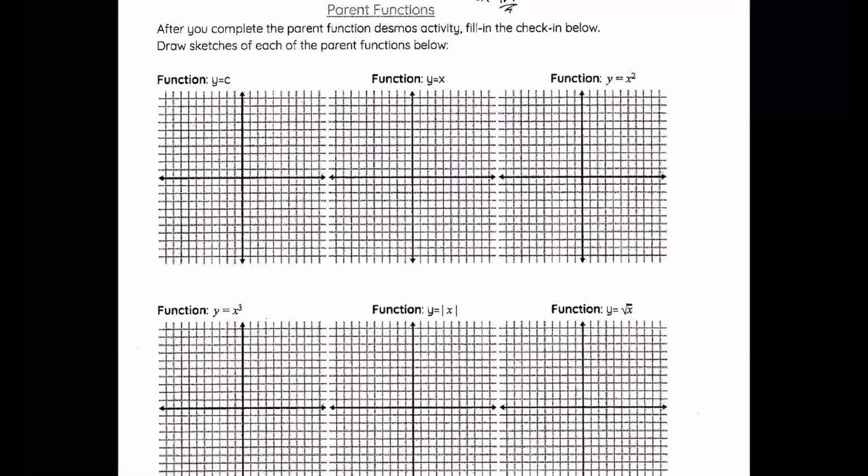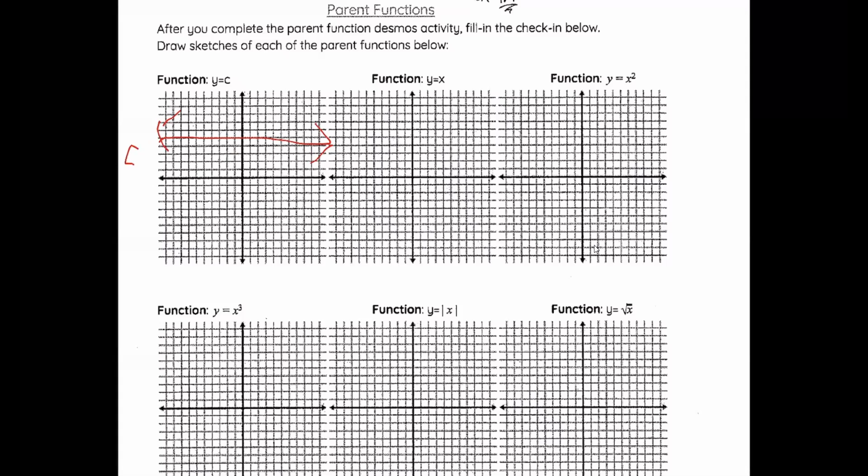Looking at our first function, y equals c, this one's kind of weird. Whatever your c value is, for example, if our c was any line, it's just going to be a horizontal line. So this function doesn't always look the same. It depends on what your c value is, but it's just going to be a horizontal line.